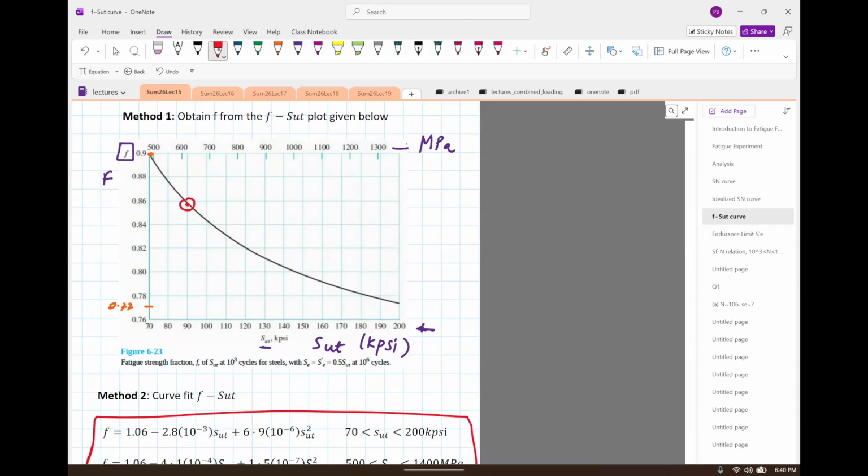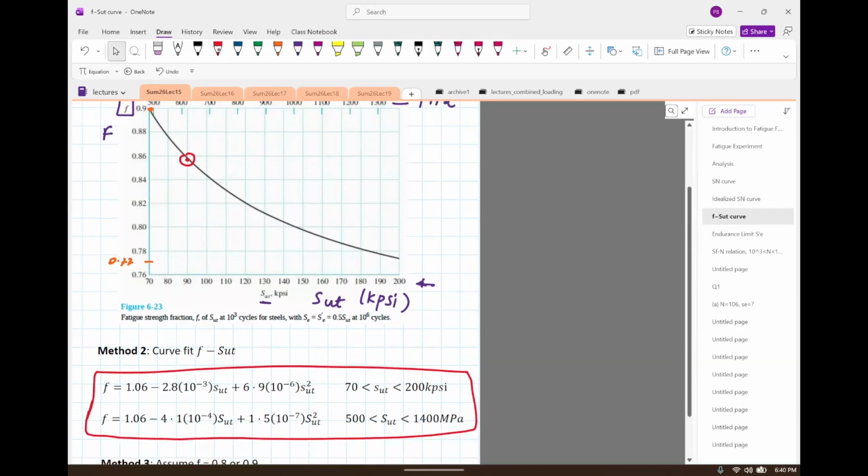So you could ballpark it and say it's 0.86, or if you want to be more accurate, you can use this equation. So in this equation, what you'll do is you'll put SUT in the first equation, because if you look at the range, it's from 70 to 200 kpsi, and we are sitting at 90 kpsi. So if you use this formula, if you put SUT equals 90, you can get a more accurate value than what you would get here.